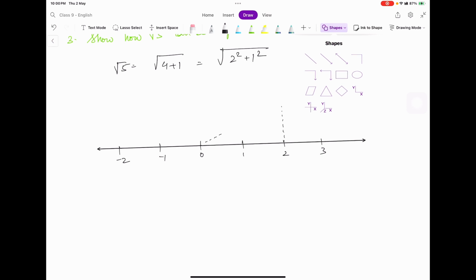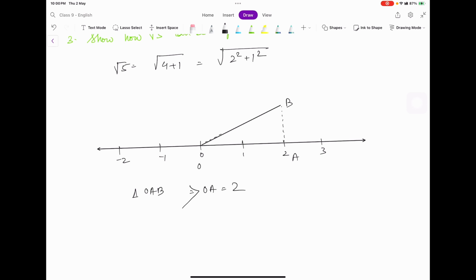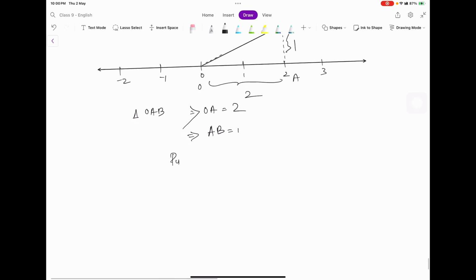Base is of 2 units. Height is... triangle OAB. Triangle OAB, OA equals 2, AB equals 1. We are using the Pythagoras theorem.